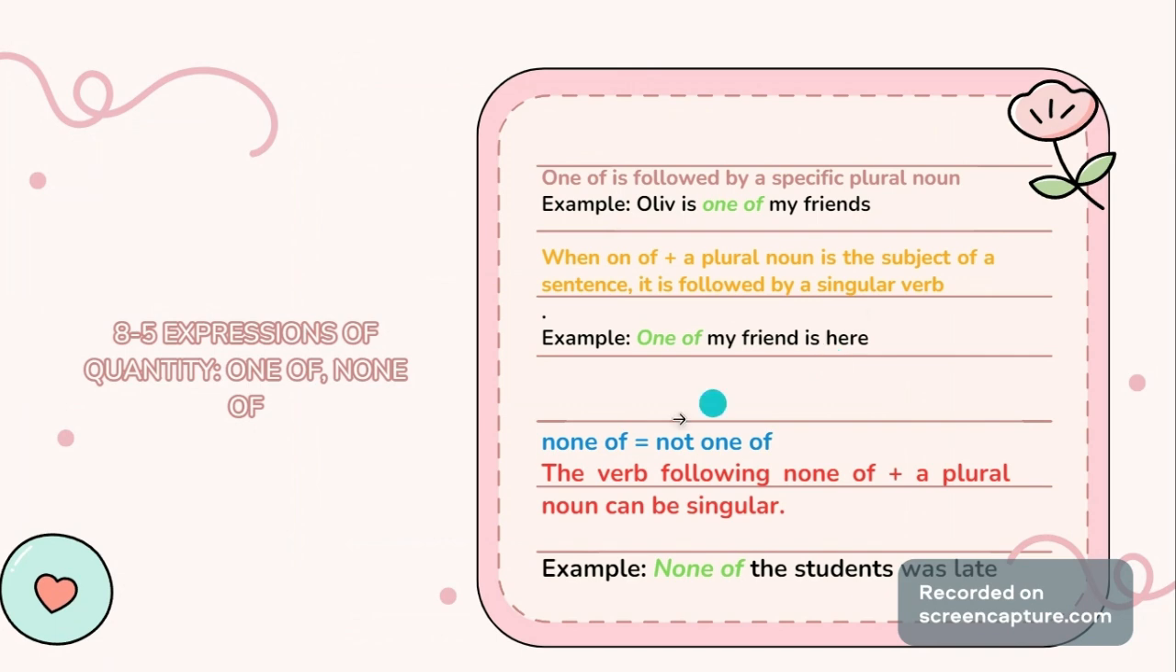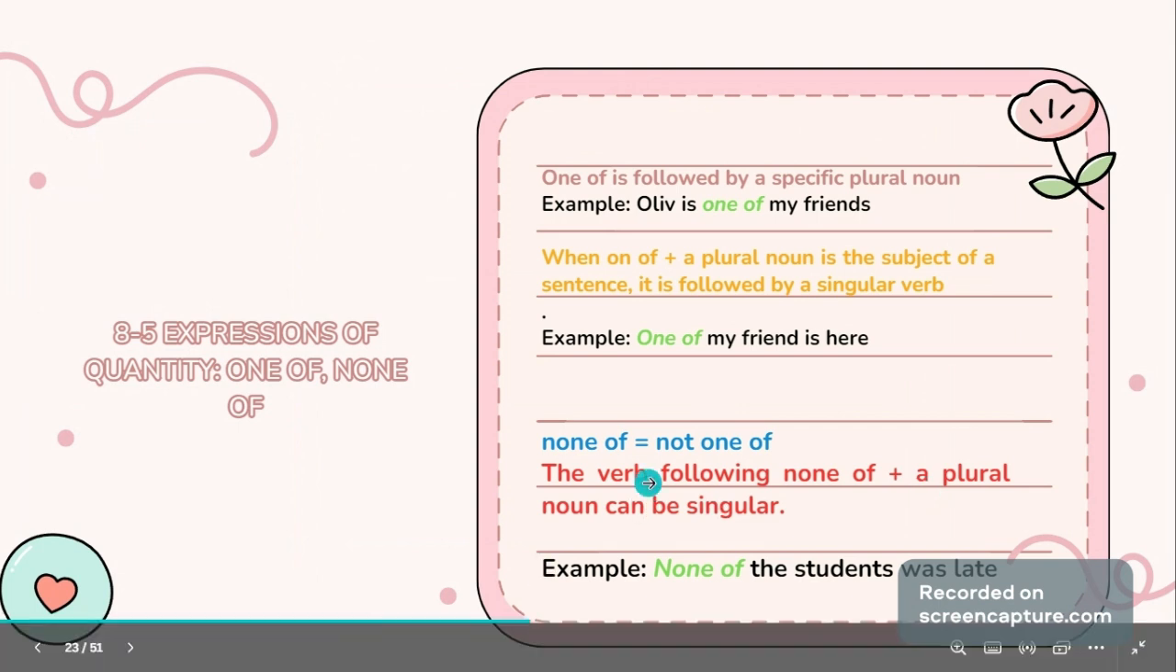Singular verb. And none of, or none, or not one of. The verb following none of plus a plural noun can be singular. Example, none of the students was late.